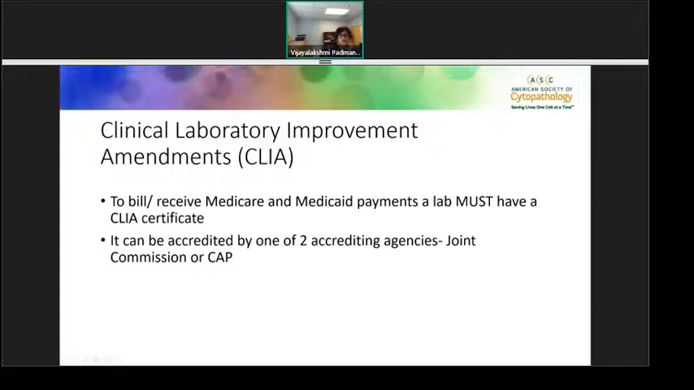So we must have a CLIA certificate. Now, there are two accrediting agencies which have been given deemed status by CLIA. One is the Joint Commission, and the other one is the CAP. So your lab could be accredited by either of these agencies, because both of them uphold the CLIA standards.